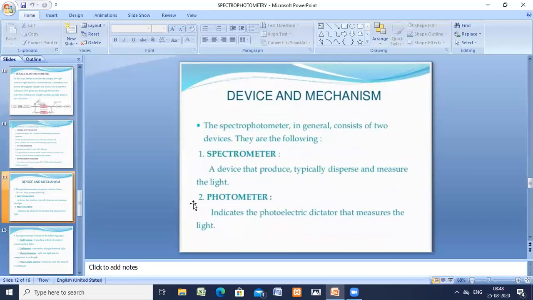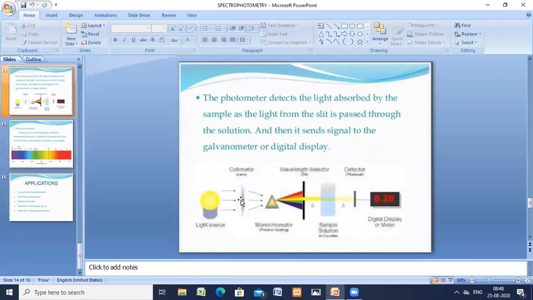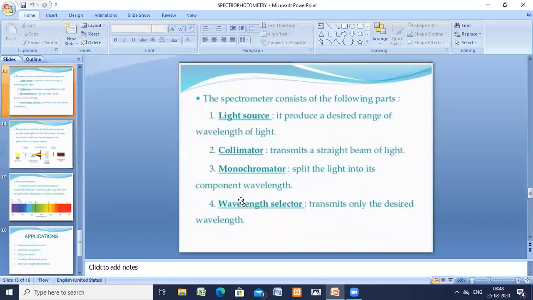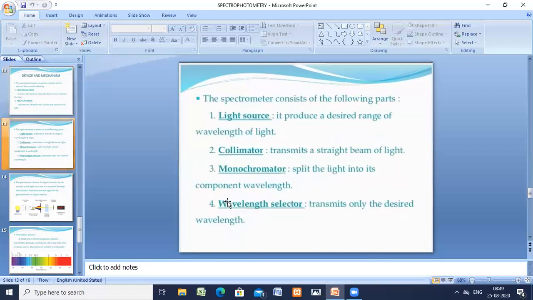The spectrophotometer is split into two devices: the spectrometer and the photometer. We have seen the different components of the spectrometer, and how the photometer detects the light. The spectrometer gives the dispersion of light, and the photometer measures that light. Spectrometer: dispersion of light. Photometer: measuring of that light.